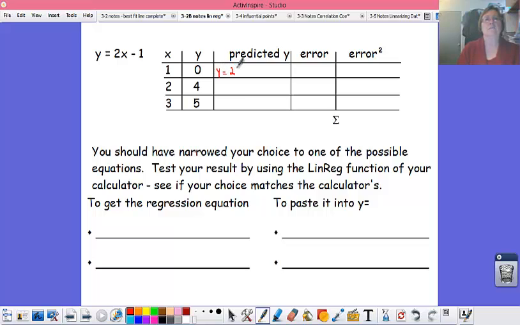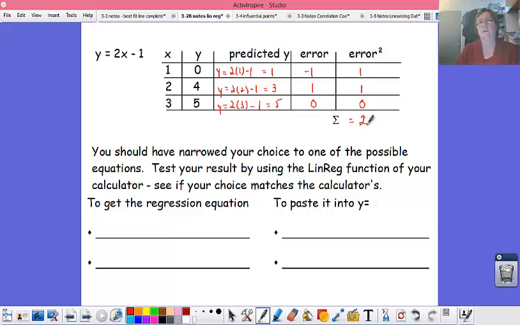Y's here are 2 times the x value minus 1, and 2 times 1 is 2, minus 1 is 1, 0 minus 1 is negative 1, and negative 1 squared is 1. When we put our x of 2 in, 2 times 2 is 4, minus 1 is 3, 4 minus 3 is 1, and the square of 1 is 1. Finally, y would equal 2 times 3, which is 6, minus 1, and 6 minus 1 is 5. 5 minus 5 is nothing, and the square of nothing is nothing. Sum of squared error here is 2.